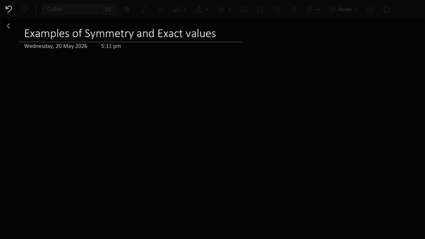All right, welcome to another lesson. Today we're looking at some trigonometry and doing a couple of examples of symmetry in trigonometry, working out exact values of sine, cosine, and tangent. We're trying to figure out how to do different things and get used to using the unit circle.